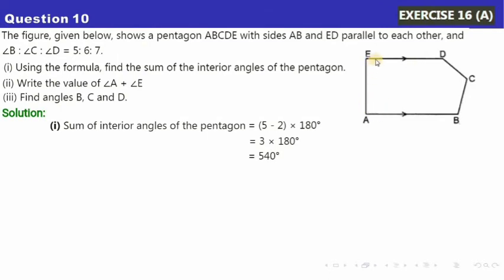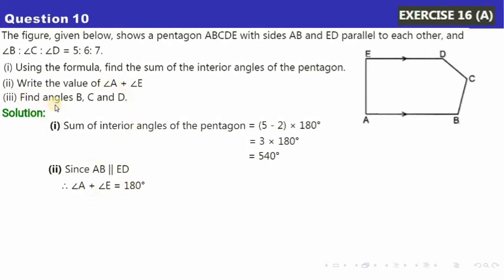If I find the sum of A and E, only when these two sides are parallel, the sum will be 180 degree. You need to remember this. As I said, since AB and ED are parallel to each other, when you add these two adjacent angles, A and E, the value will be 180 degree. So the second answer is 180 degree.